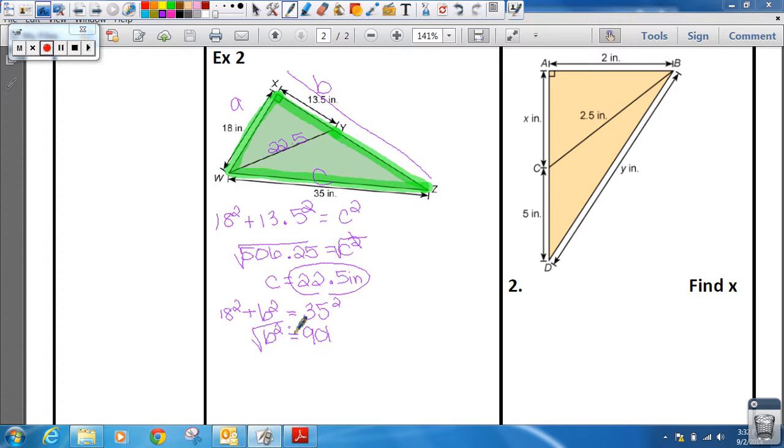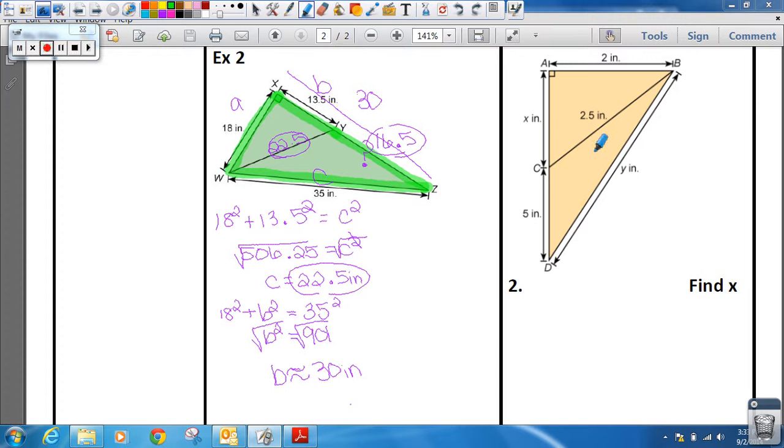The opposite of squaring something is to take the square root. So I end up with B, and it's going to be a rounded answer, so I'm going to use my approximate symbol. So B here would be approximately 30 inches. Well, remember up here, I was looking for the distance from Y to Z. So that means if this total length is 30, I would do 30 minus 13.5, which would be 16.5. So my two answers here are 16.5 and 22.5.